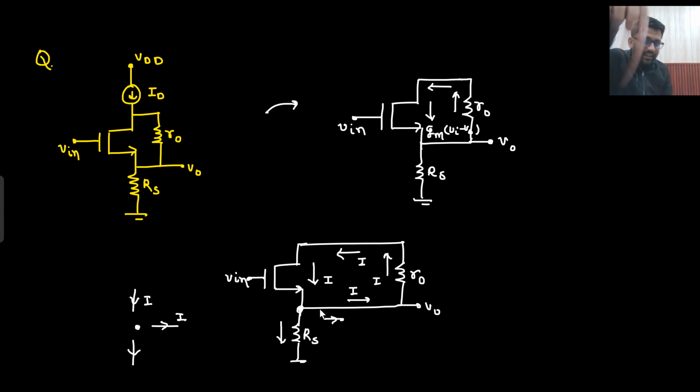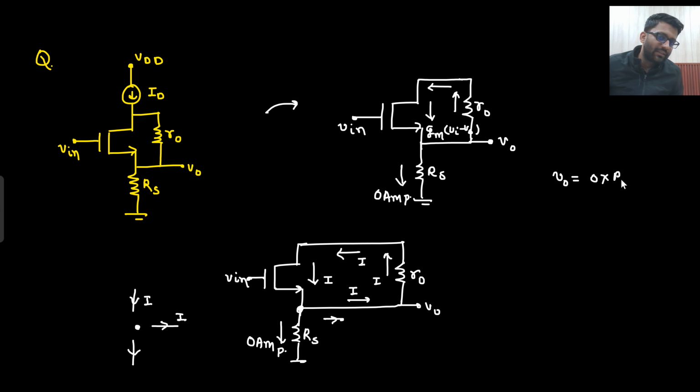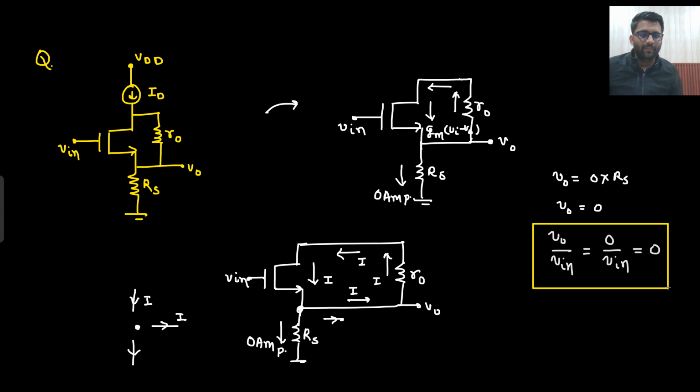Right? So this I current had two paths, one to go here, one to go here. But in this path only it is completely going. And if it is completely going in this path, that means RS will drive 0 ampere current. So this RS is driving 0 ampere current. And if it is driving 0 ampere current, then what is your V naught? 0 into RS. So V naught is 0 only. So forget about anything. What is your V in? V in will be a finite voltage that you will apply. That will be 0 by anything. That will be equal to 0. That's the answer. Okay. A very good question it was.